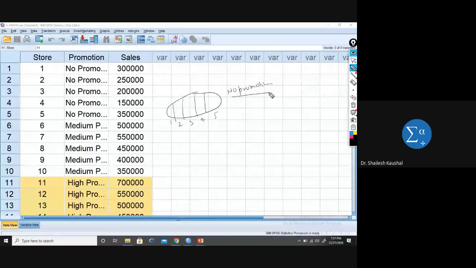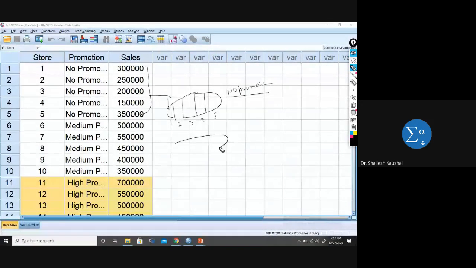We did no promotion, and we are looking at their sales. This is the departmental store sale: 3 lakh, second 2.5 lakh, 2 lakh, 1.5 lakh, 3.5 lakhs. These are the sales when we are using no promotion.